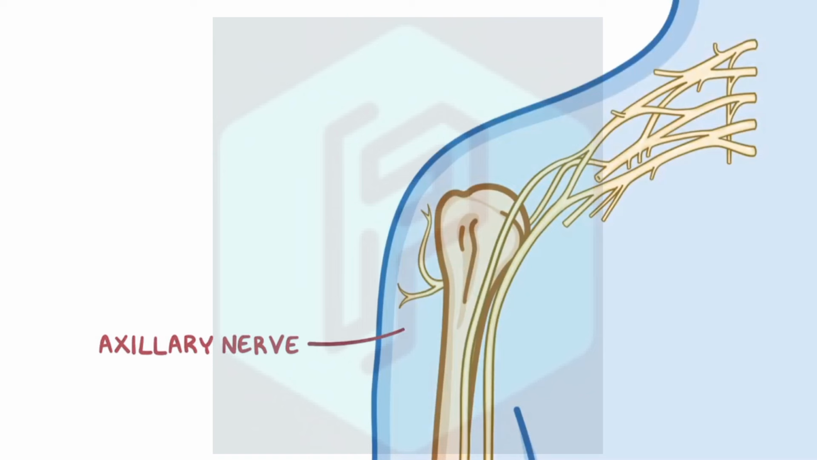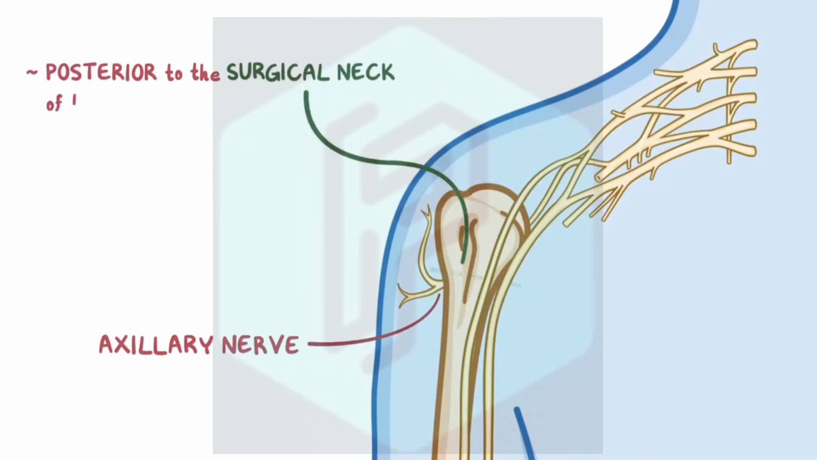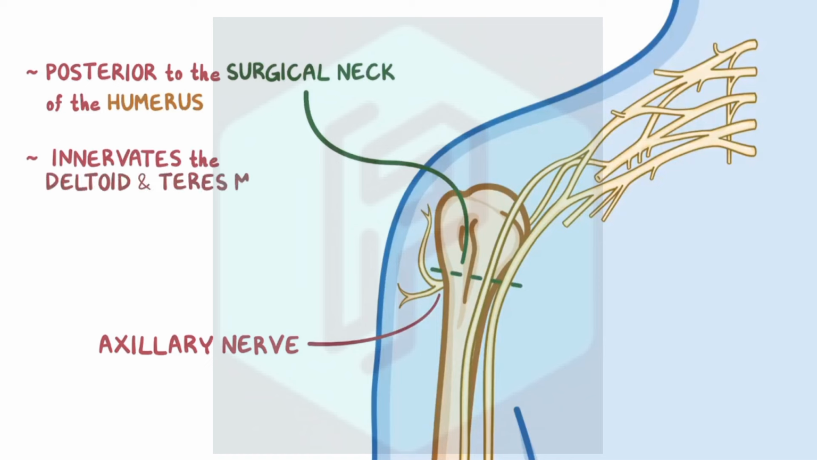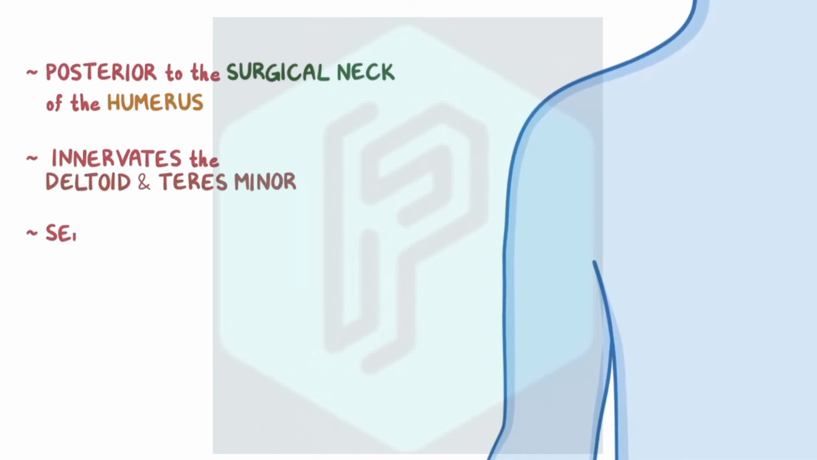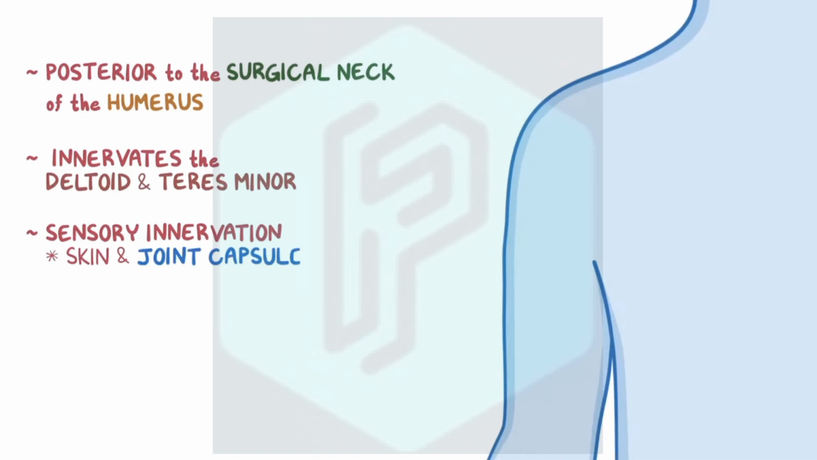The axillary nerve runs posterior to the surgical neck of the humerus. It's in charge of the motor innervation of the deltoid and teres minor muscles. Moreover, it provides sensory innervation to the skin and joint capsule of the shoulder.